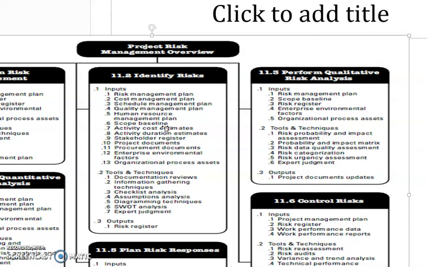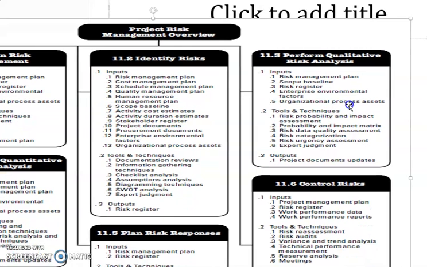qualitative risk analysis. What is this qualitative risk analysis for? Qualitative risk analysis is performed to rank the list. Let us see what the inputs are for qualitative risk analysis: risk management plan, scope baseline, risk register, enterprise environmental factors, organizational process assets. So these are the inputs, all those things we have discussed.